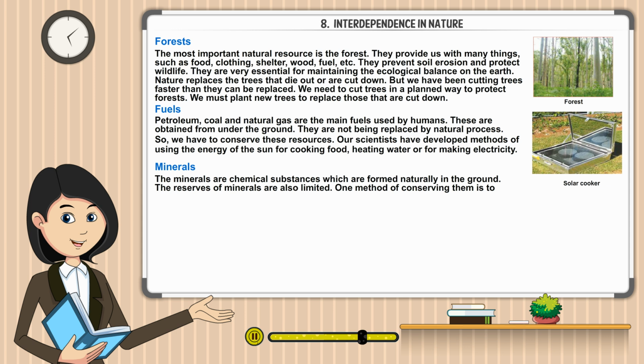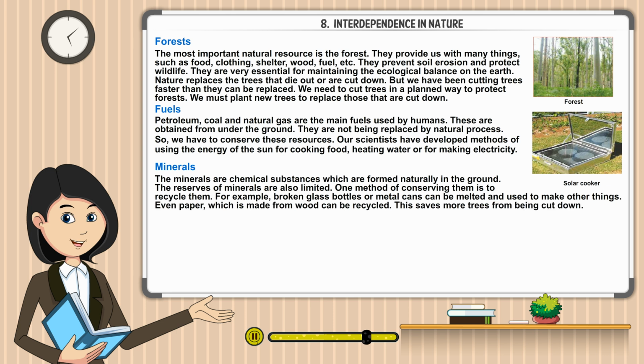Minerals. The minerals are chemical substances which are formed naturally in the ground. The reserves for minerals are also limited. One method of conserving them is to recycle them. For example, broken glass bottles or metal cans can be melted and used to make other things. Even paper, which is made from wood, can be recycled. This saves more trees from being cut down.